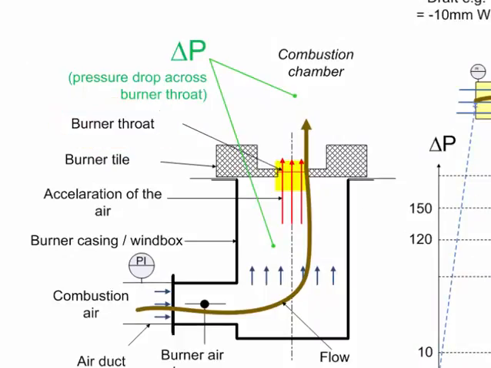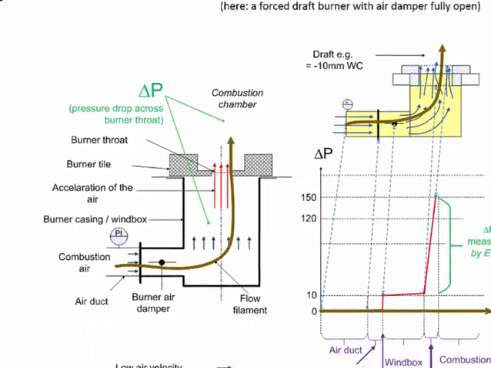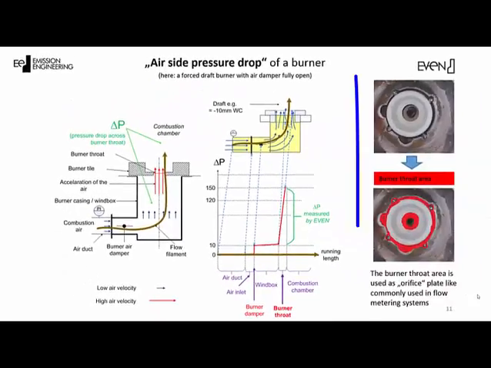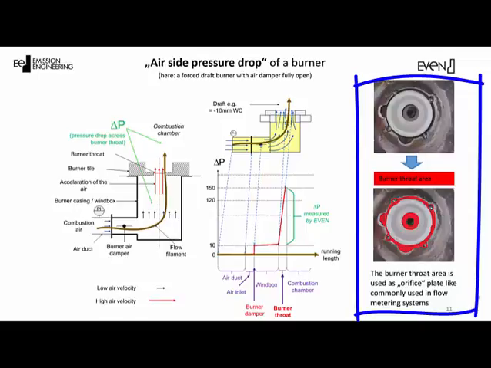If the main pressure drop happens in the right place, meaning the smallest cross-section where the air must pass through, the air velocity will be highest, and therefore the mixing with the fuel will be most efficient. To make clear what the throat of a burner is, we have colored it in red on the picture on the right of the slide.